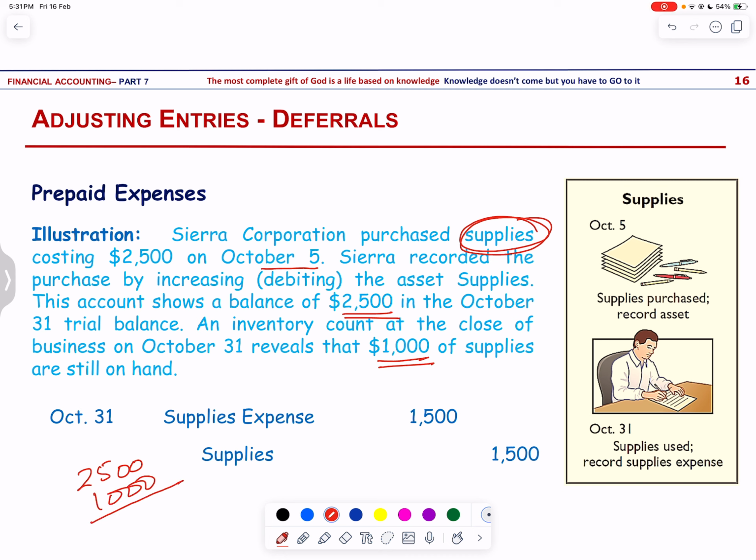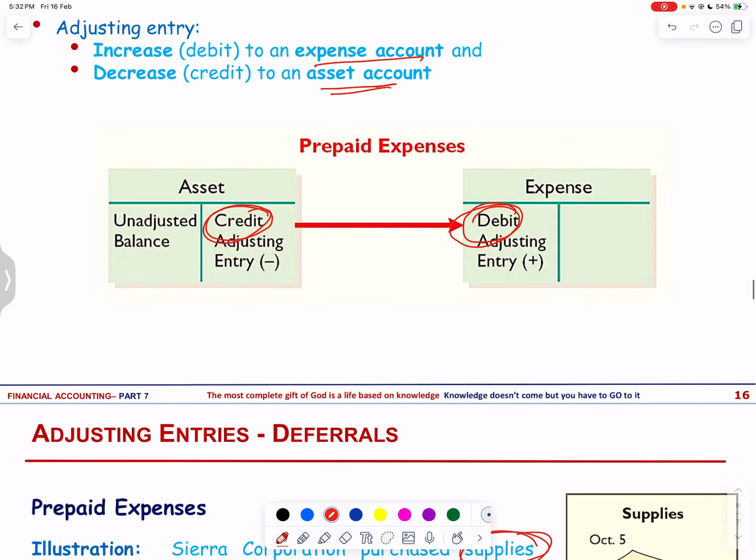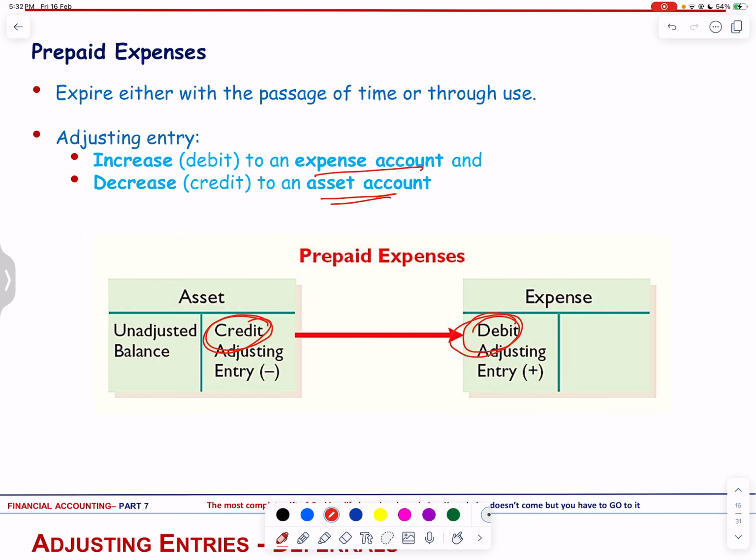That means 1,500 has been consumed. So there is a decrease in supplies by 1,500, and an increase in supplies expense by 1,500. That is what we mean here: expenses are adjusted by increasing the expense and decreasing the asset.